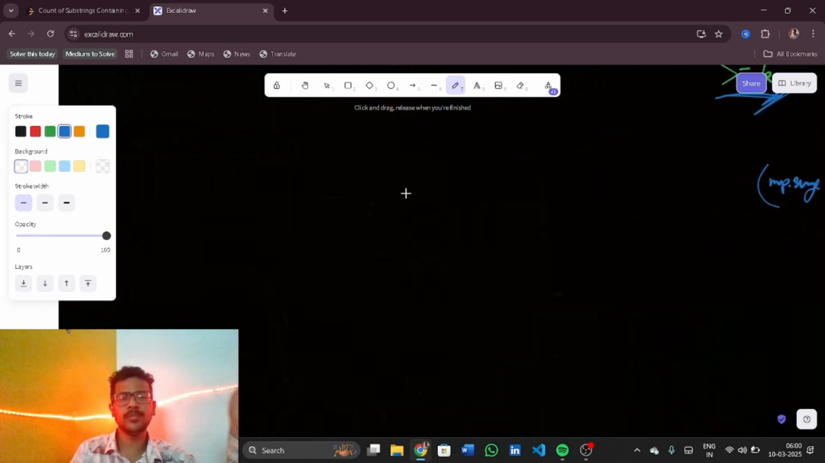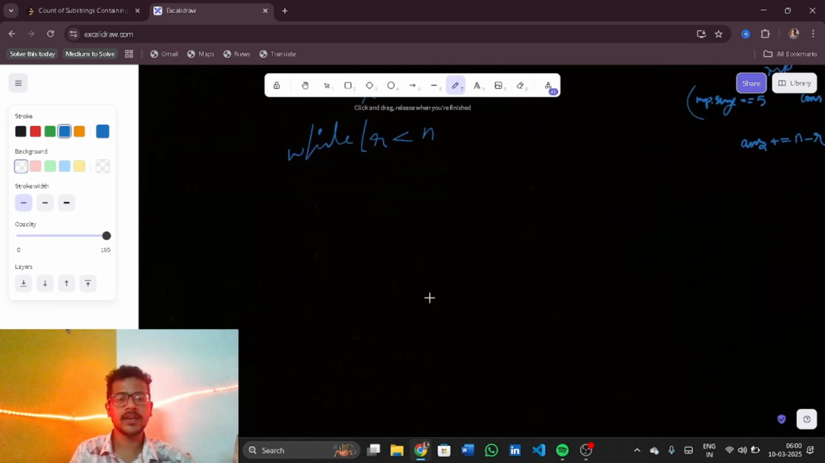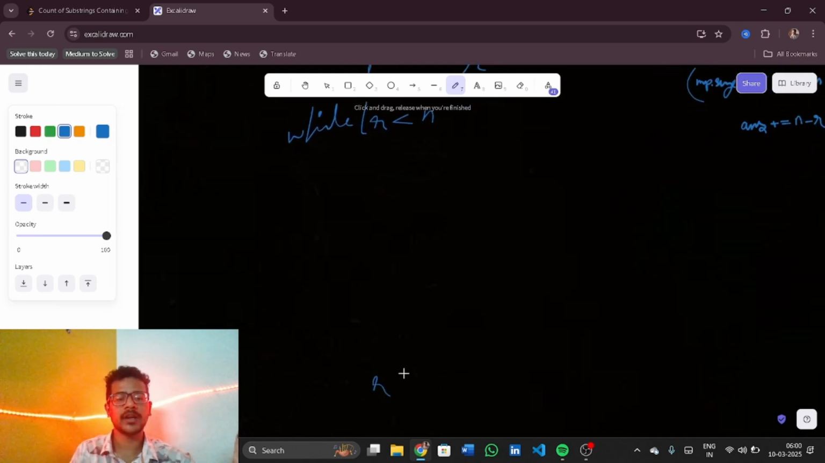This is a simple sliding window approach where we have left and right, and I will go till my right is less than n. At last, I will increment my right pointer. Now, here I need to do one thing.